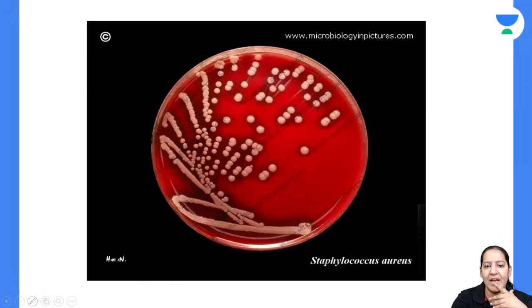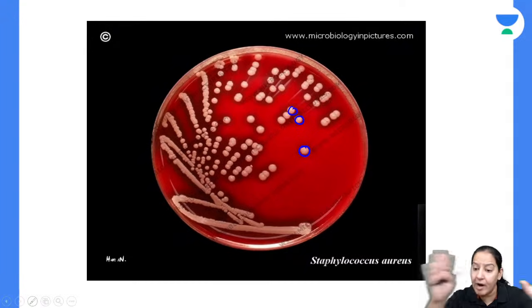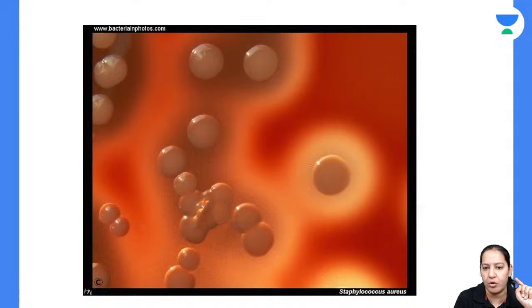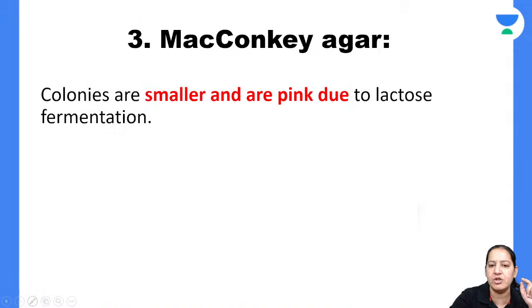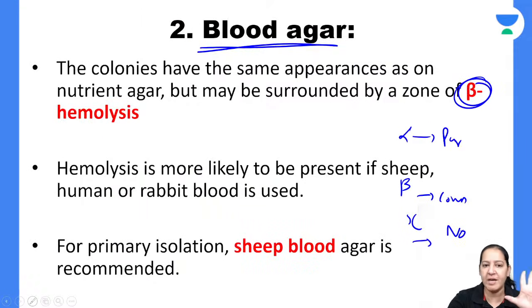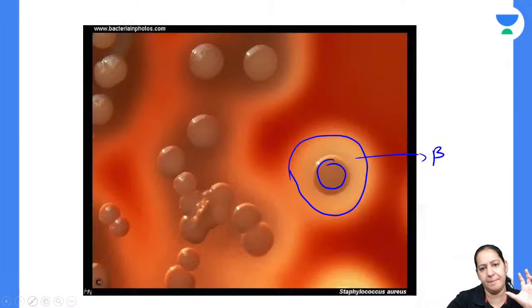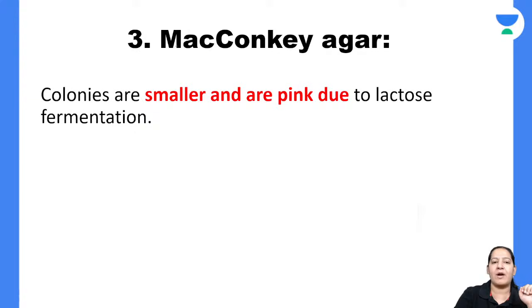How does beta hemolysis look? See, the colonies are there, the same colonies on the blood agar. Can you appreciate the colonies? See the area around the colony. Can you see the area around the colony? The area around the colony is showing a zone, a greenish zone. That is complete hemolysis. So this is beta hemolysis. Around each colony, can you see beta hemolysis? Around each colony, you can find a zone of greenish color. That is beta hemolysis.